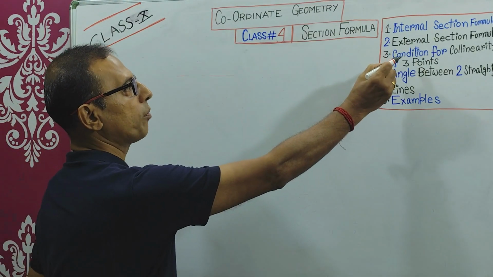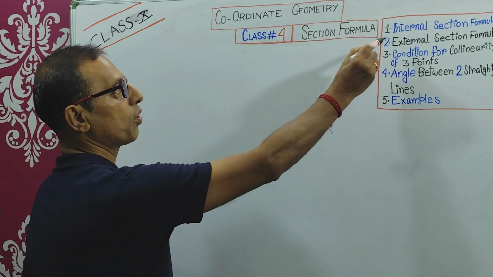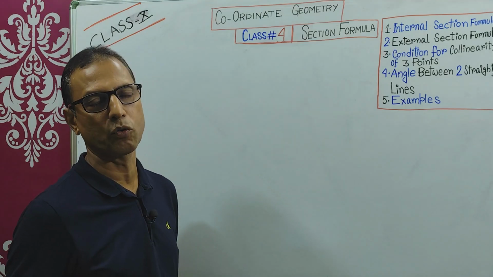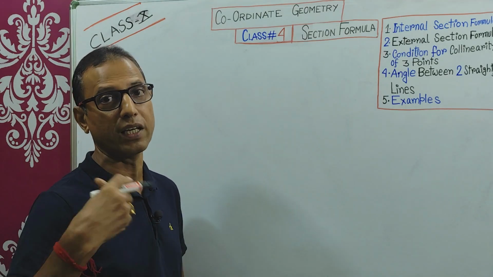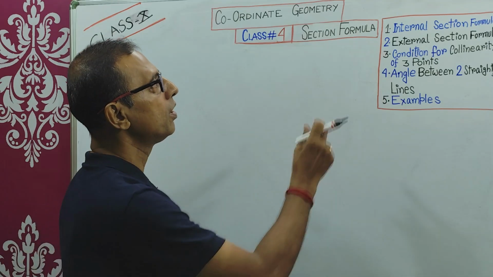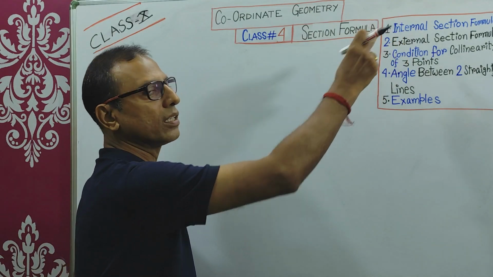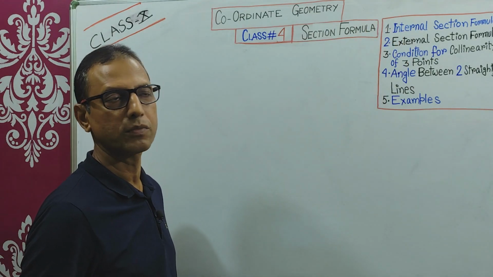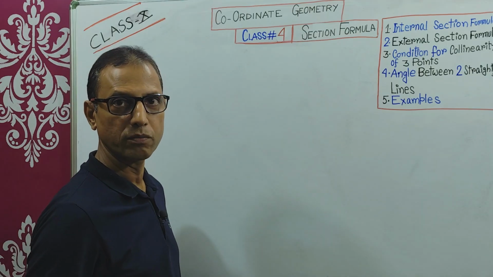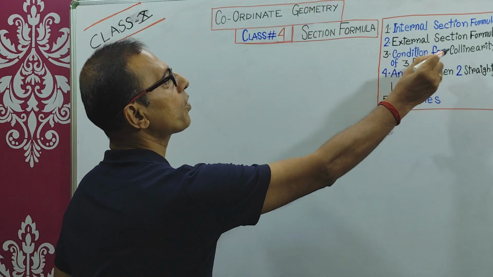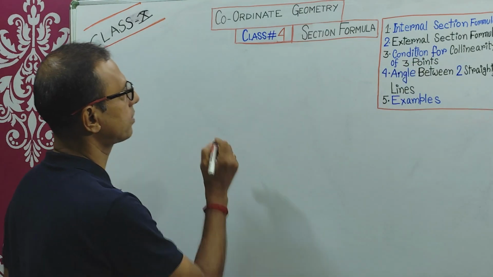Okay, now the third topic. So now you understand what the formula is. In the exam, no one will ask you to prove the formula, but for your understanding I have done so. Mostly it will be asked by utilizing the formula, so you need to remember it. The third topic is the condition for collinearity of three points.